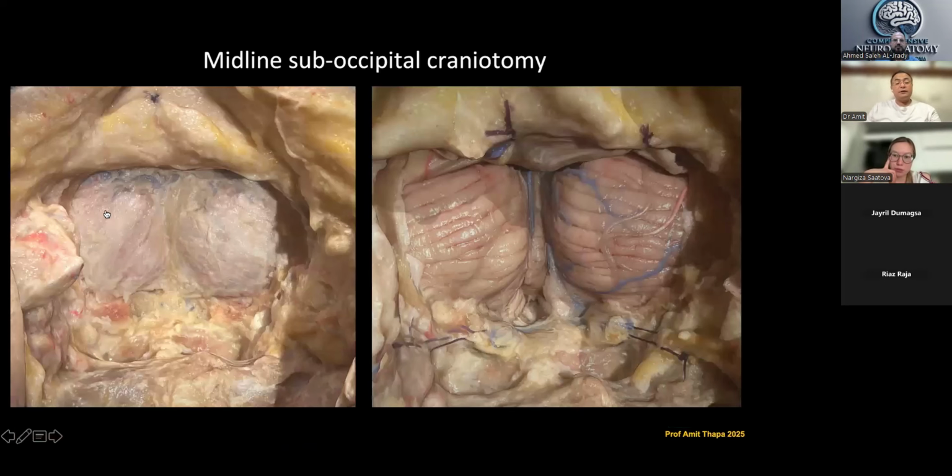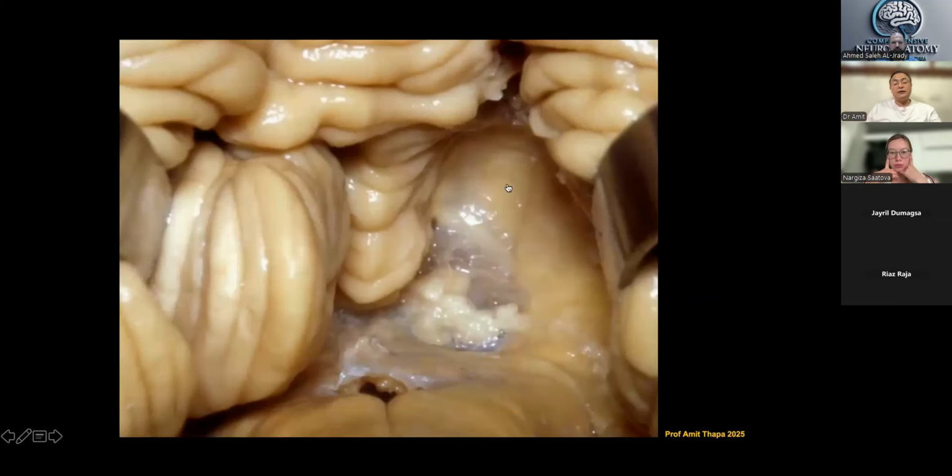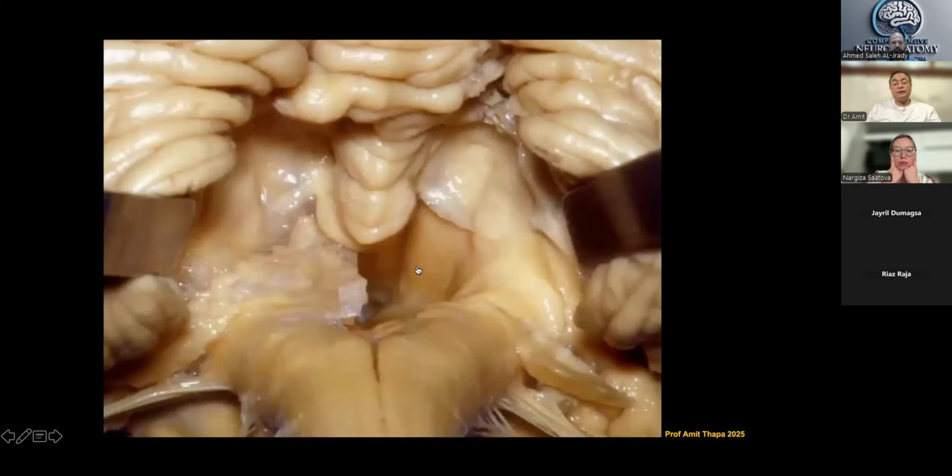So midline suboccipital craniotomy is another approach to the dorsal surface of the brainstem as well as the cerebellum. After exposing the vermis and the occiput, nowadays we do not do a vermian resection because it has been associated with the mutism syndrome. So we retract the cerebellar tonsils. When we retract the cerebellar tonsils, the structure in front of us is the inferior medullary velum on top and the tela choroidea at the bottom.